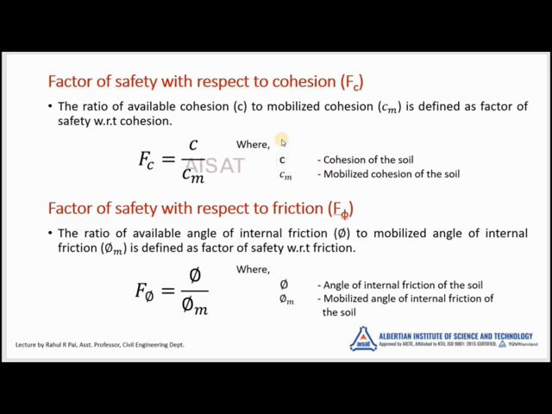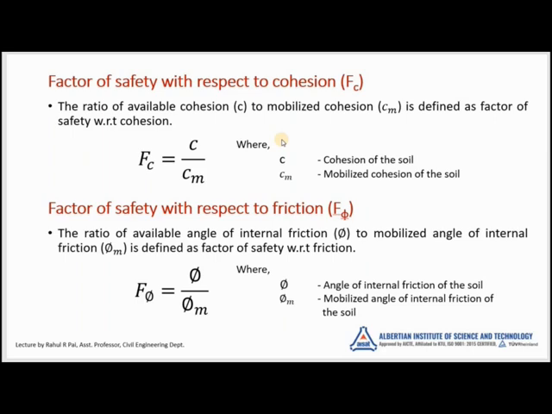Next is how to individually find the factor of safety if different parameters are given, like if only the cohesion of the soil is given, or you have to find the factor of safety for cohesive soil, or if only the phi is given, how will you find the factor of safety? So the factor of safety with respect to cohesion is equal to the cohesion of the soil divided by the mobilized cohesion.